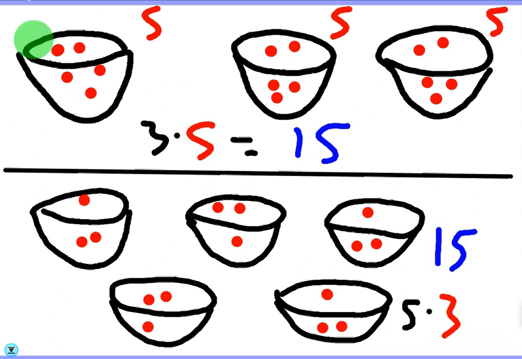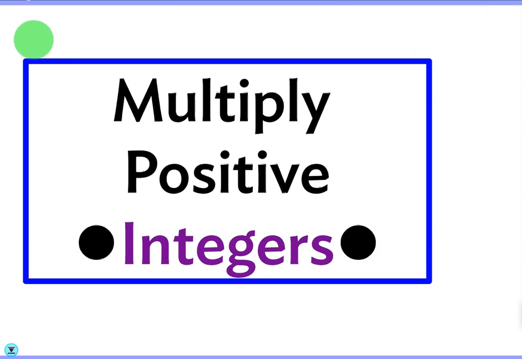We can see this also in this illustration of baskets of apples. If you have 3 baskets and each basket has 5 apples, you have 15 total. Well, it really wouldn't matter if you had 5 baskets with 3 apples in them, you'd still have 15 total apples. So the order in which you multiply doesn't matter, you get the same answer. We're going to use that concept as we multiply positive integers. By the way, what is a positive times a positive? Well, it's always going to be positive, right?